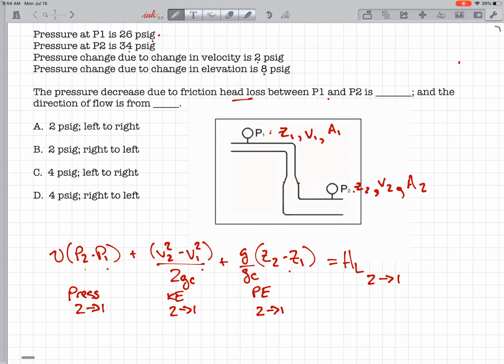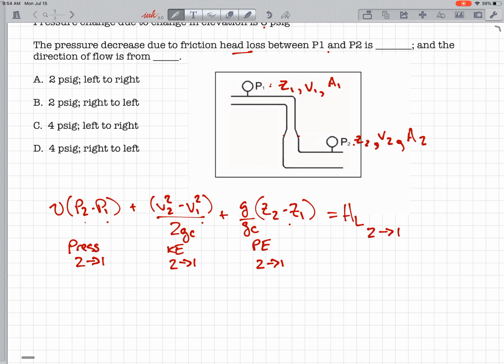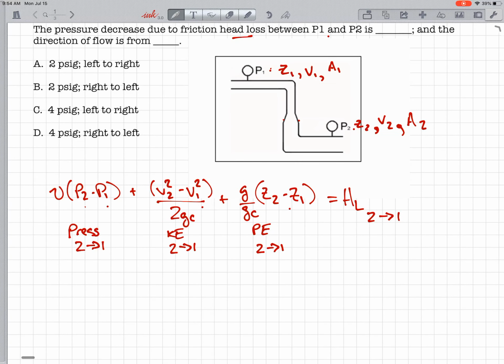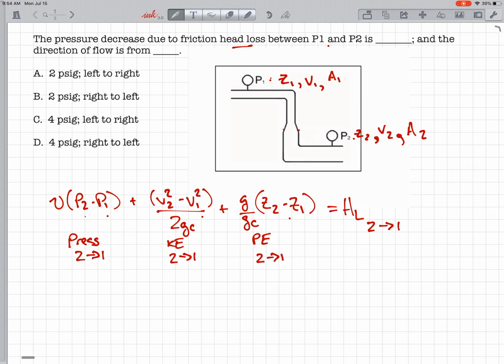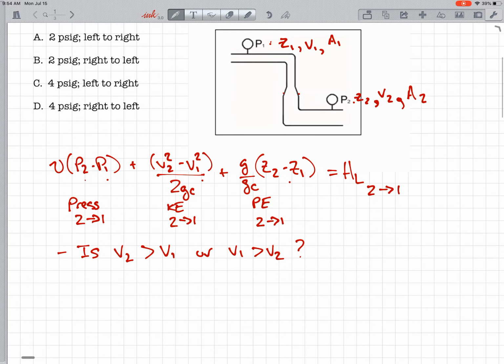Okay? So we already know that the pressure drop is going to be 34 minus 26 pounds. It's going to be pressure 2 minus pressure 1. And we know what this one is going to be. We have to figure out which one's bigger. Where is water going faster? So to figure out the different speeds, the first thing we do is ask: is V2 greater than V1 or V1 greater than V2? That's the first question we're going to answer.